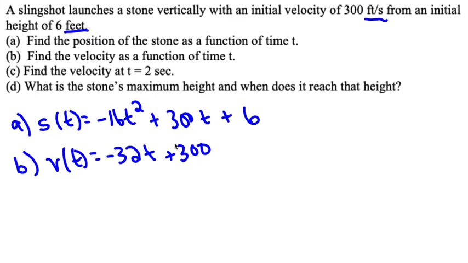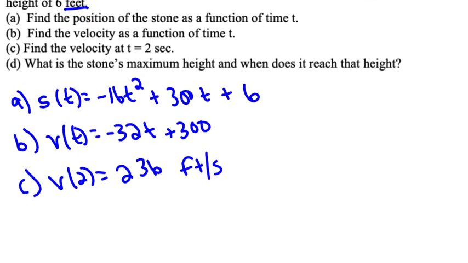Find the velocity at t equals 2 seconds. So we're going to plug 2 in there. We're finding v of 2. Plug it in, just use your calculator, okay? -32 times 2 is -64 plus 300 gives you 236. Make sure you have units, feet per second.